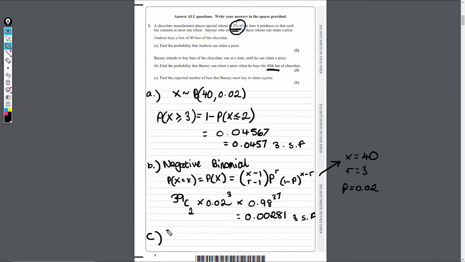Now your expected number, this is going to be equal to the mean, and this is in your formula book, so you don't even have to memorize this. So mu is going to be equal to R over P. Okay, so nice and easy here. R is 3, P is 0.02, so it's going to be 3 over 0.02. Plug that in on your calculator, what do we get? We get 150 bars. And there we have it, that's question 1, nice and easy, fully complete.